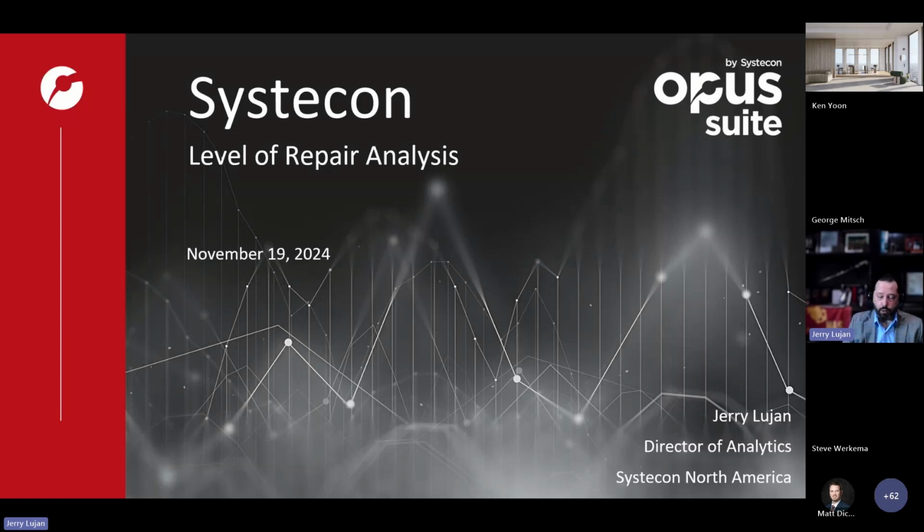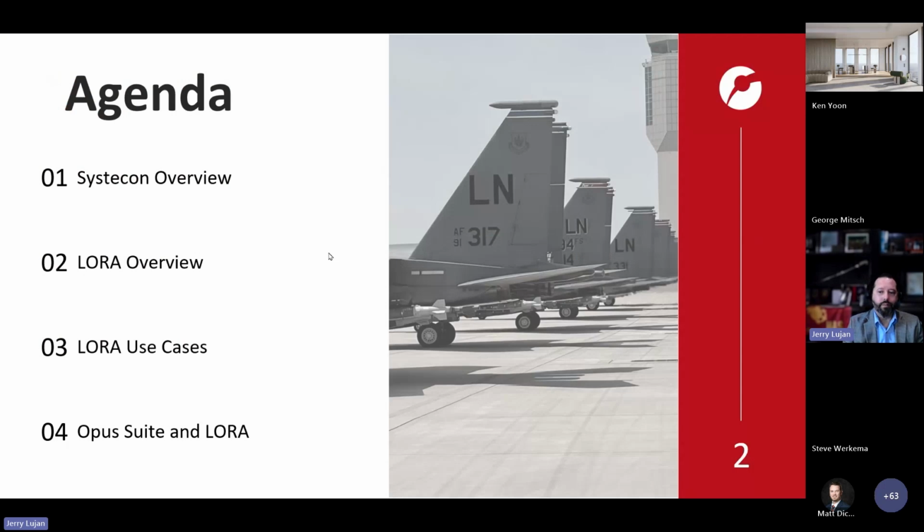We're also going to talk about some LORA use cases. I'm going to bring up 3 particular use cases that we're going to go through, explain in detail, understand what those pitfalls are and how they should be handled, and then we're going to apply OpaSuite against it directly. So that is today's agenda.